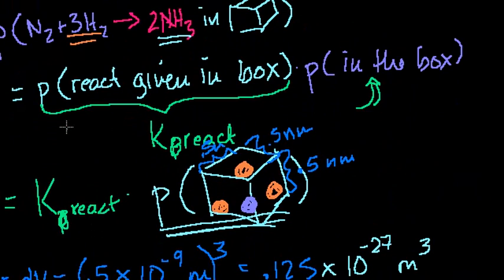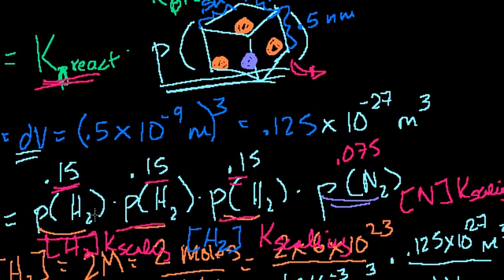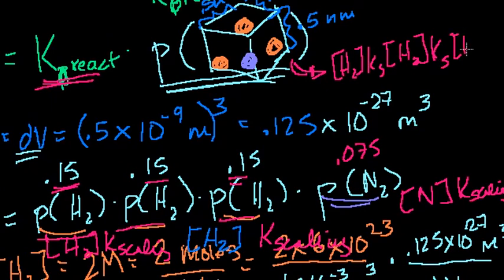So our probability that the forward reaction is going to occur in the box is going to be equal to some probability that it's going to react given that you're in the box. That's some constant value times the probability that they're in the box. And I'm making the claim that that's equal to all of these things multiplied by each other. So that's the concentration of hydrogen times some scaling factor, some other scaling factor, I'll call it K sub S, times the concentration of hydrogen times some scaling factor, times the concentration of hydrogen times some scaling factor, times the concentration of nitrogen times some scaling factor.